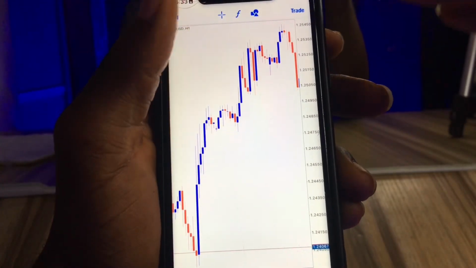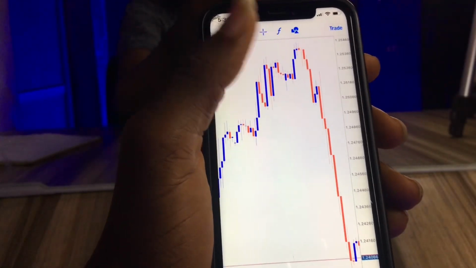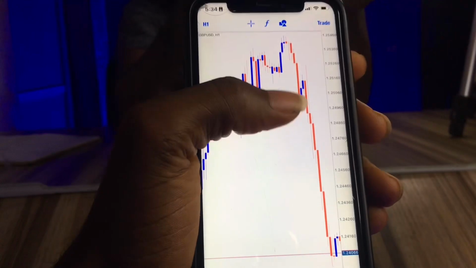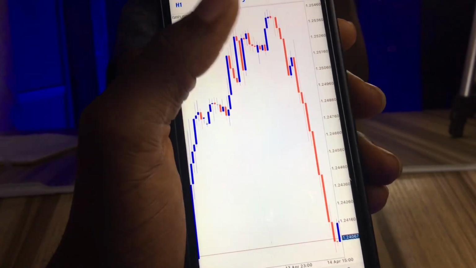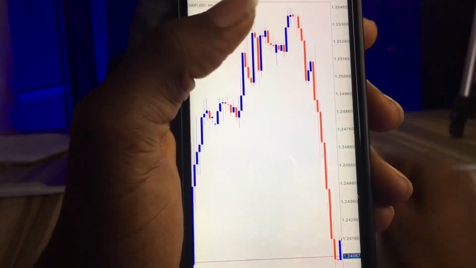But the support and resistance that happens when a trend, that supports a trend, is not strong in comparison to those static support and resistance that are at a particular point. Let me show you guys exactly what I'm saying.